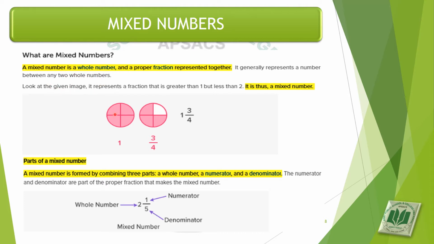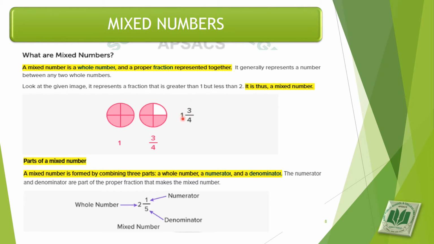Look at the given image. It has two parts. It represents a fraction. This is the fraction that is greater than 1 but less than 2. This is the whole part, that is 1, and this is the fractional part. This fraction part is less than 2, and this number which we get by combining 1 whole and the fractional part, that is 3 by 4, this is less than 2.